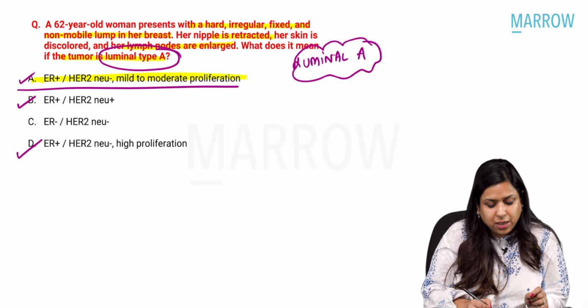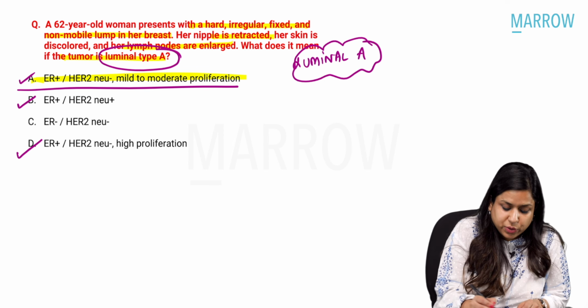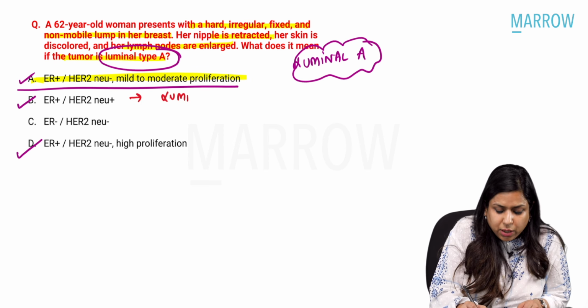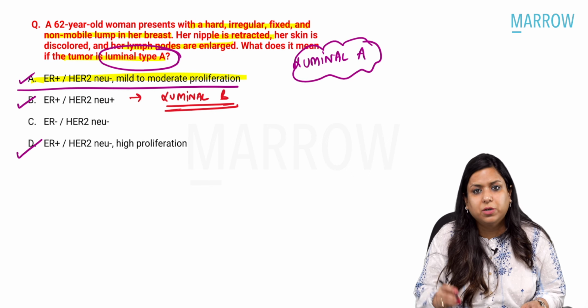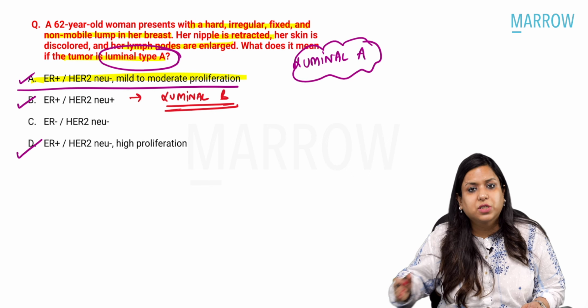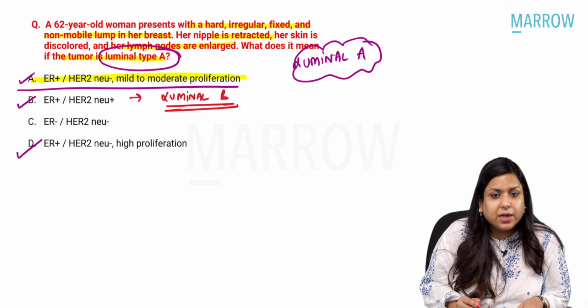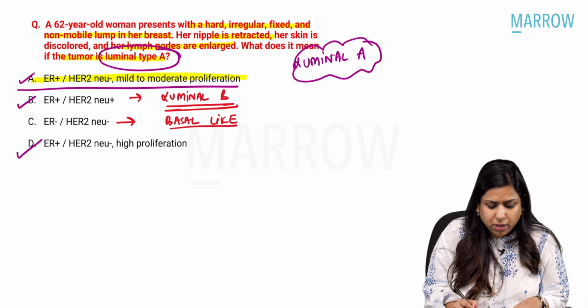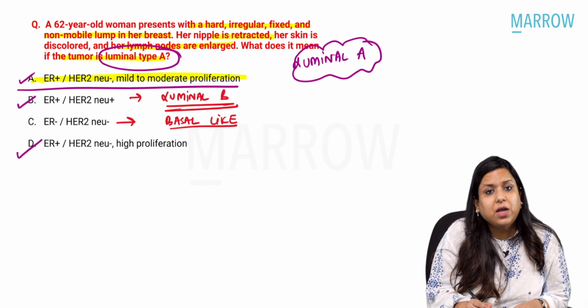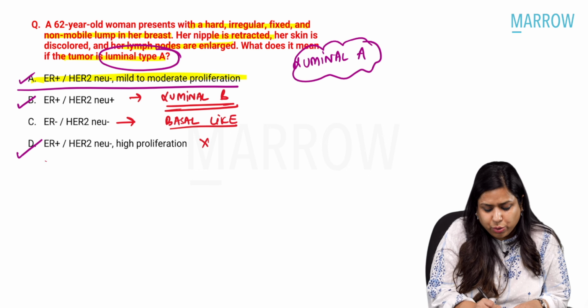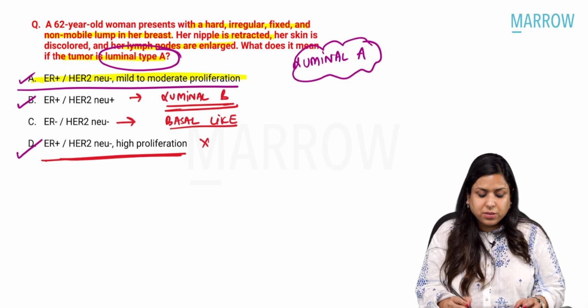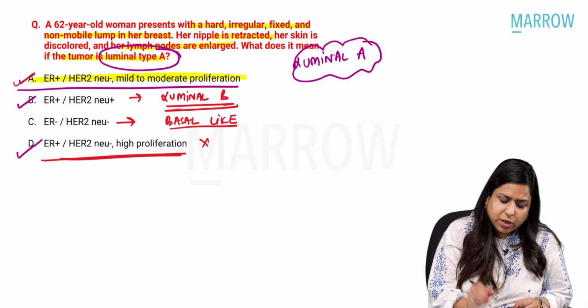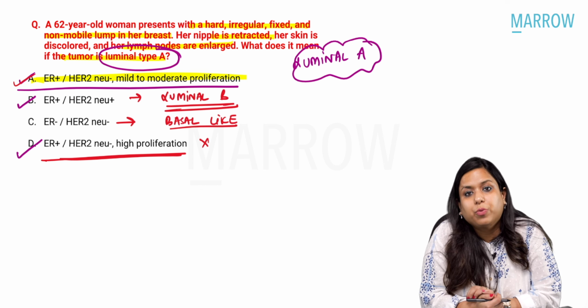B option is ER positive, HER2 positive. That option is actually luminal B. When the patient has triple positive tumor, ER, PR positive and HER2 positive, we call it luminal B. ER negative, HER2 negative, we call it basal-like. It is not luminal. And ER positive, HER2 negative with high proliferation, that is also not luminal A. So what is the answer? ER, PR positive, HER2 negative with mild to moderate proliferation.